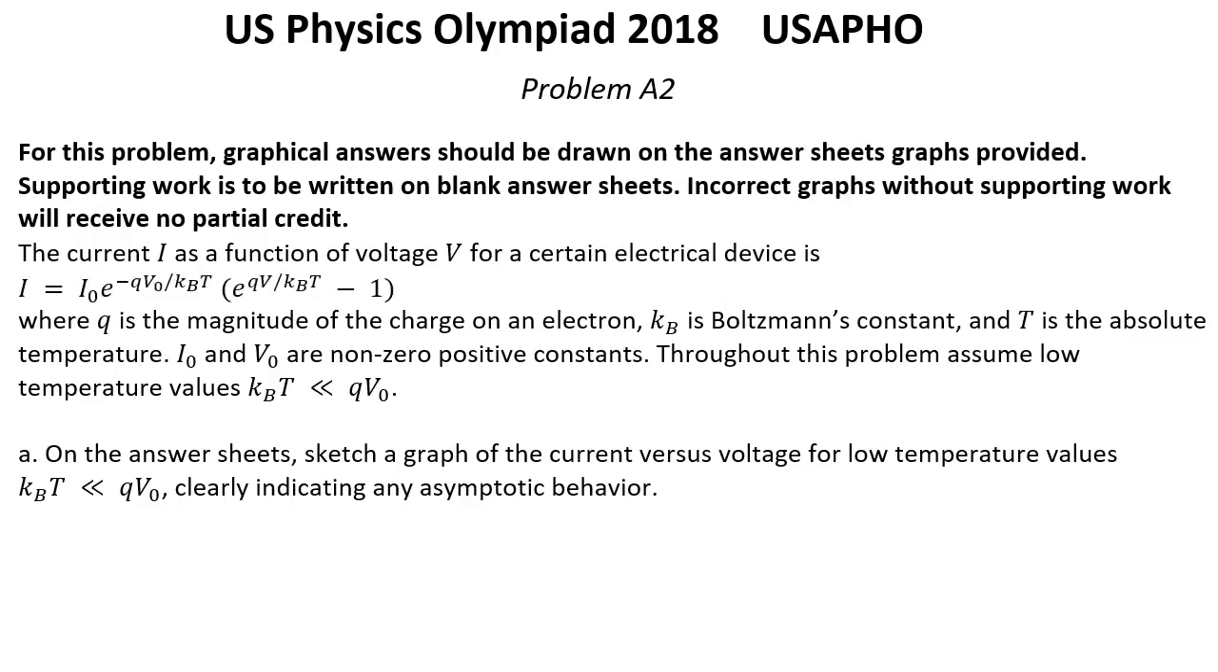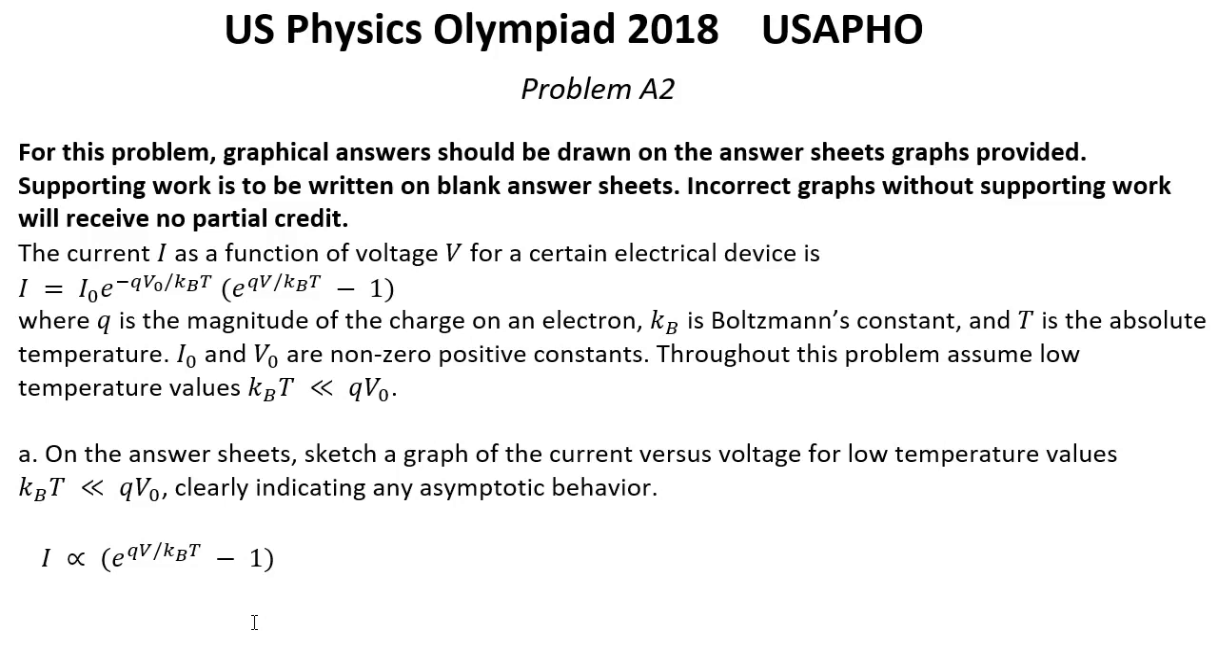Solution for problem A2. Question A. The current is simply proportional to this expression, which is a shifted exponential. Then I always has the same sign as V, and vanishes when V vanishes. The current grows quickly for high V and approaches zero for low V.